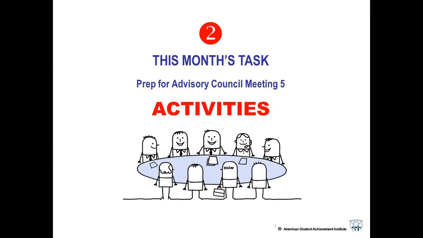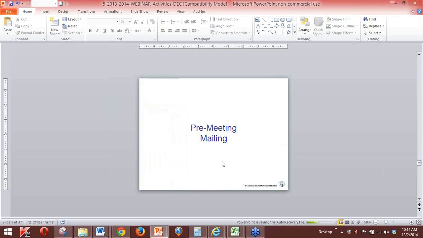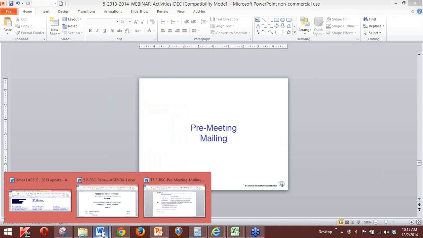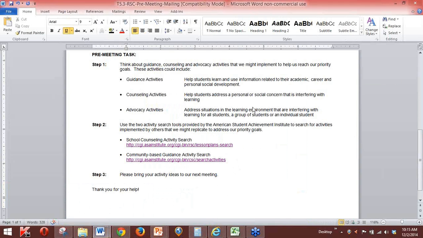Okay, so this month we're looking at activities. And one of the things that we wanted to point out is that there is a pre-meeting mailing. We want your advisory council to do some thinking and some exploring of activities before they come to your meeting. So let's look over that memo. Let's see, where is it? Here we go. And the memo looks like this.